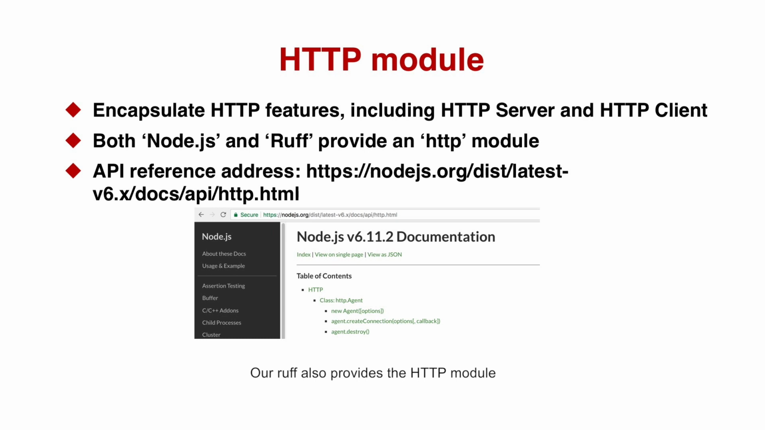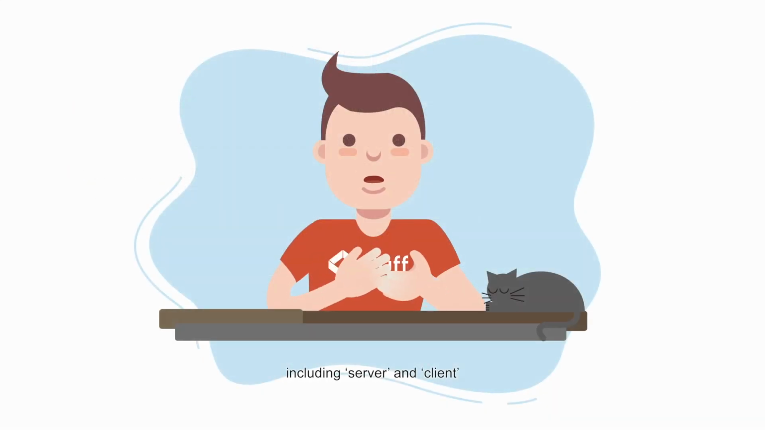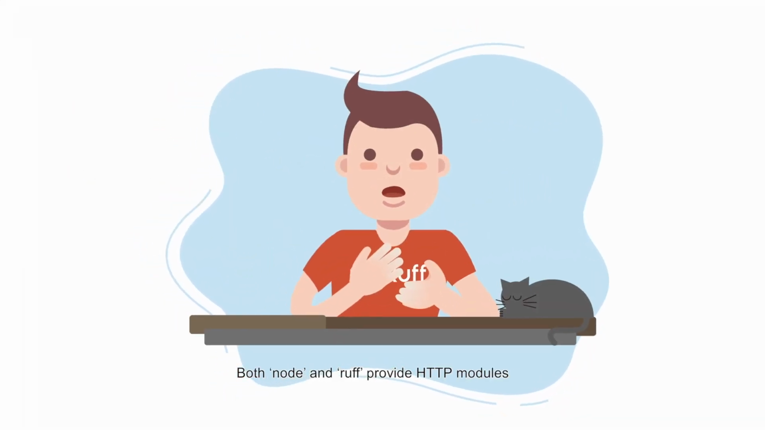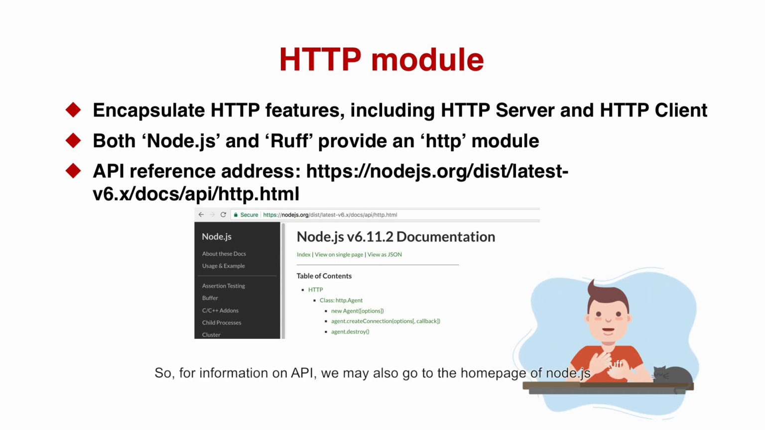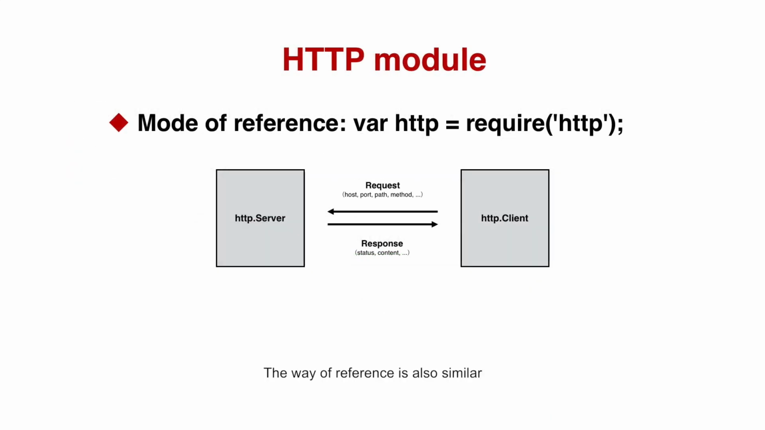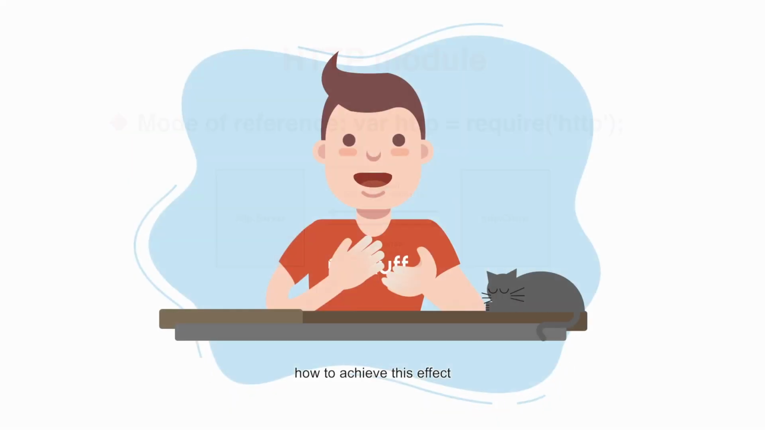Our Ruff also provides the HTTP module, and it mainly provides some encapsulation of HTTP protocol, including server and client. Both Node and Ruff provide HTTP modules, and both are the same. Like the net module, it is compatible. So, for information on API, we may also go to the homepage of Node.js to find the entrance to the document. The way of reference is also similar. Use require HTTP to get this module.